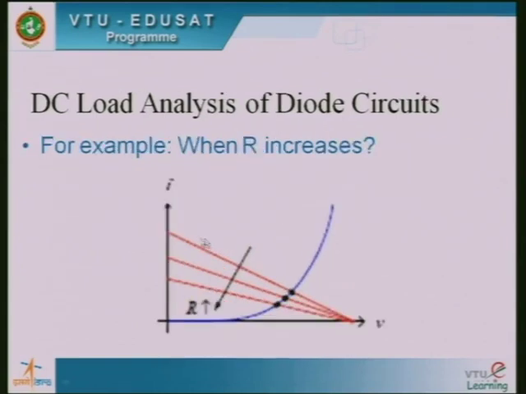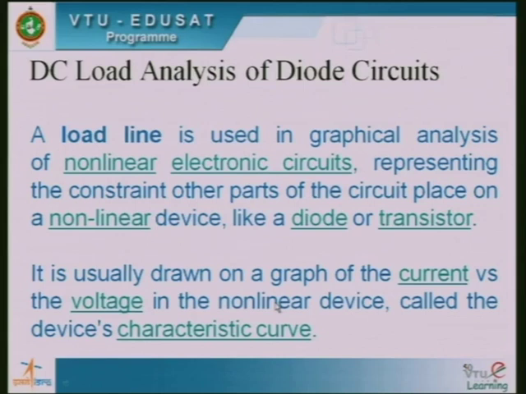Another case: whenever the load resistance increases, what is happening here? Once again, the operating point, that is the junction point between the VI characteristics and the load line, also comes down. So such qualitative analysis can be done using the graphical analysis technique.